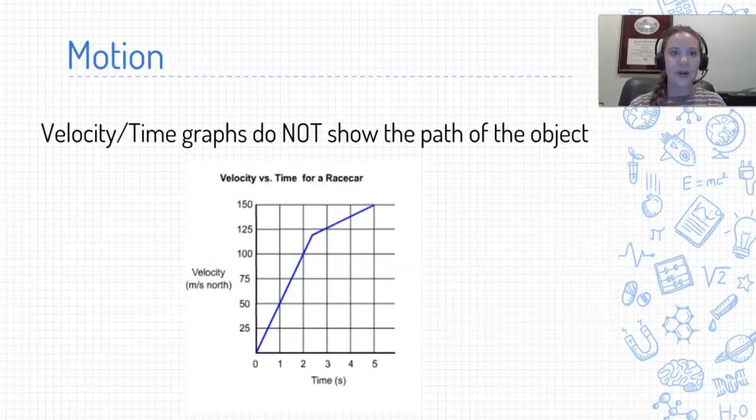All right, so velocity time graphs are different than speed time graphs. So we're going to put a pin in velocity time graphs. I told you that at the beginning of this video, that they're a little bit different. Make sure that you're checking your axis. Okay, so if it says velocity time graphs, we're talking about speed. We're not talking about distance.